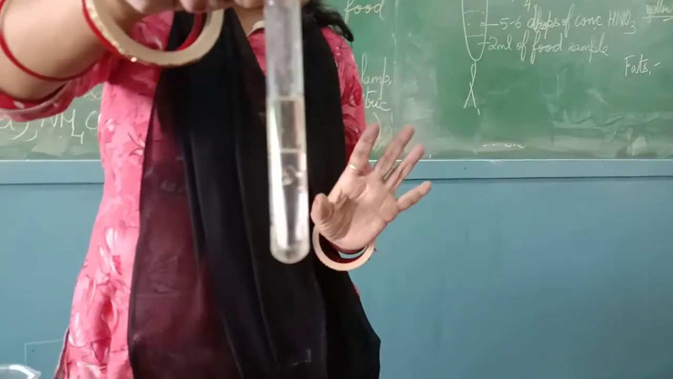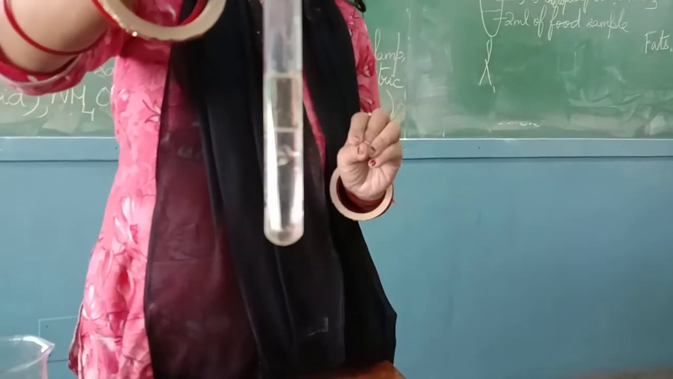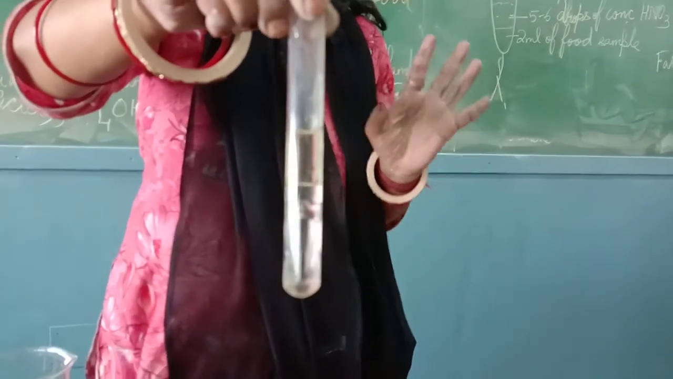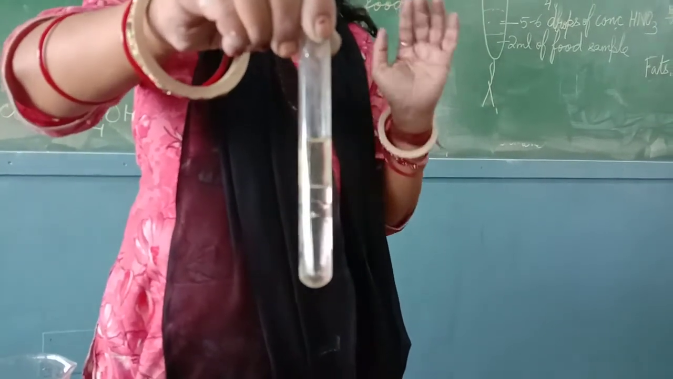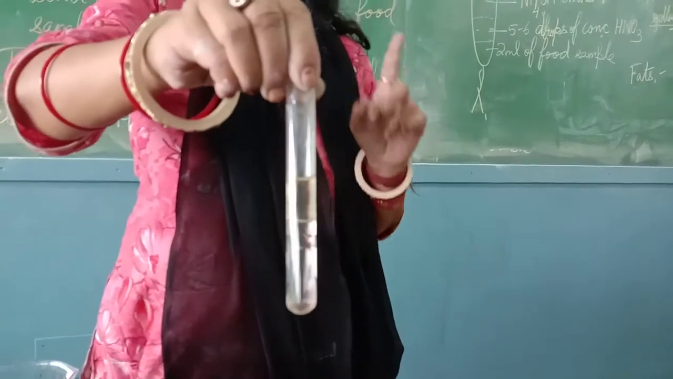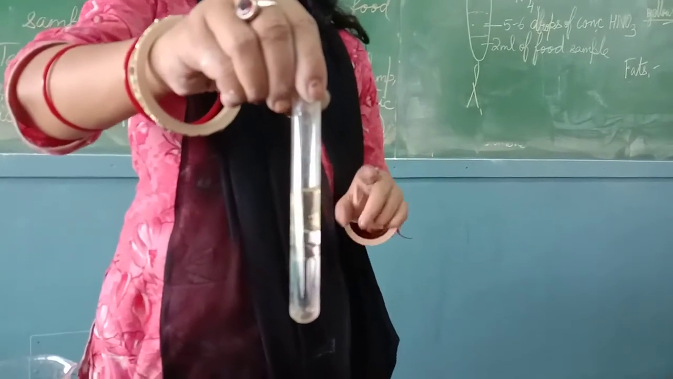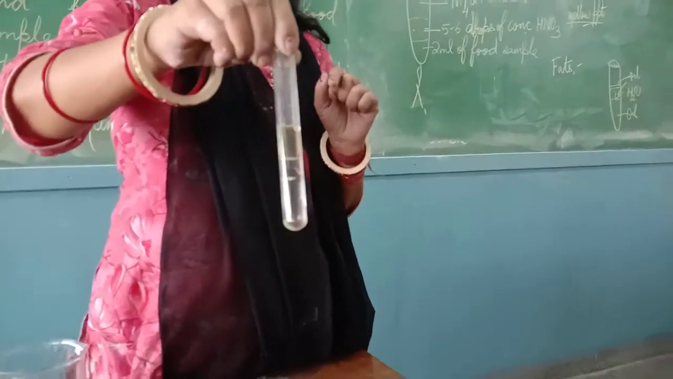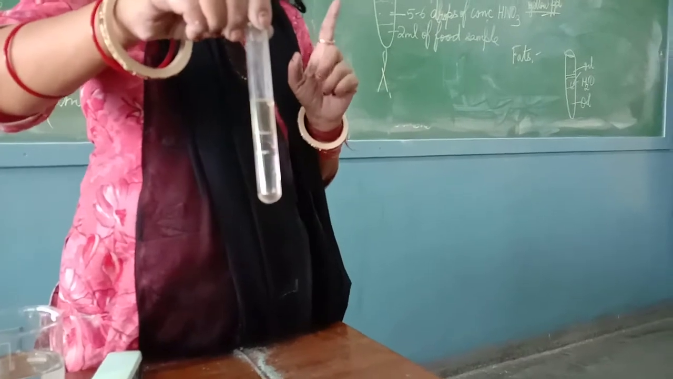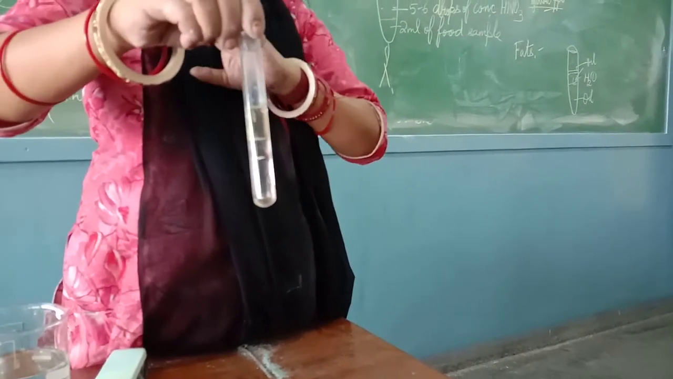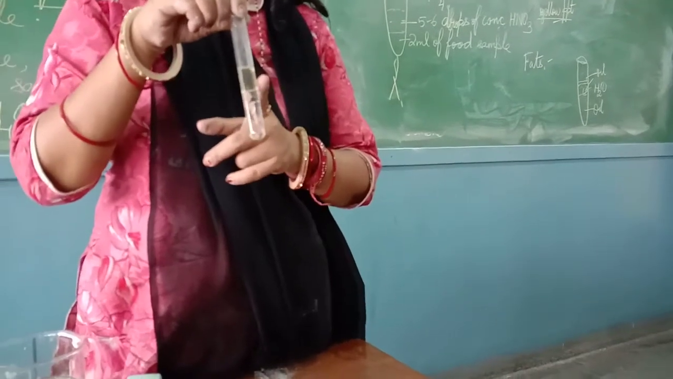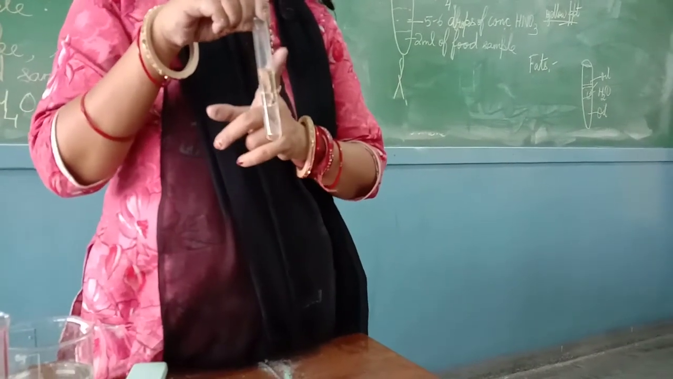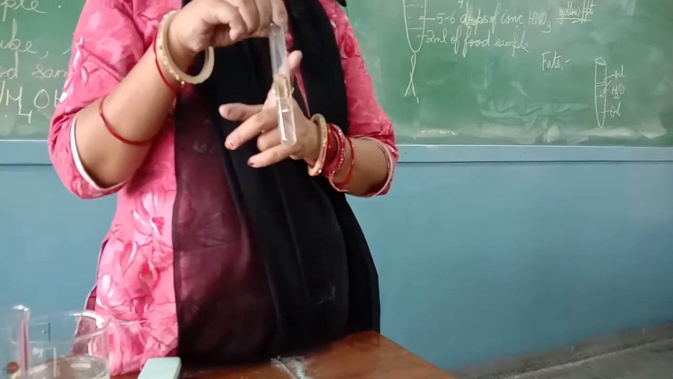So in your copy, what do you have to write? For today's experiment, the xanthoproteic test. In your lab manual, you have various tests given, but you have to do the xanthoproteic test for protein, which uses nitric acid and sodium hydroxide solution. You don't have to write all the tests, only the ones which I have shown. And for the fat test, you have to write the water solubility test.